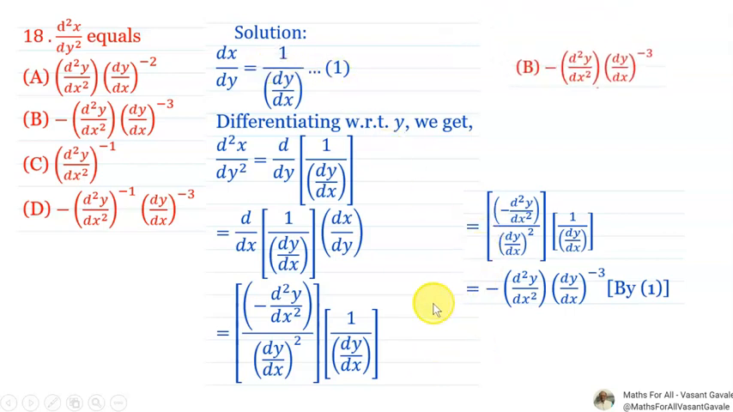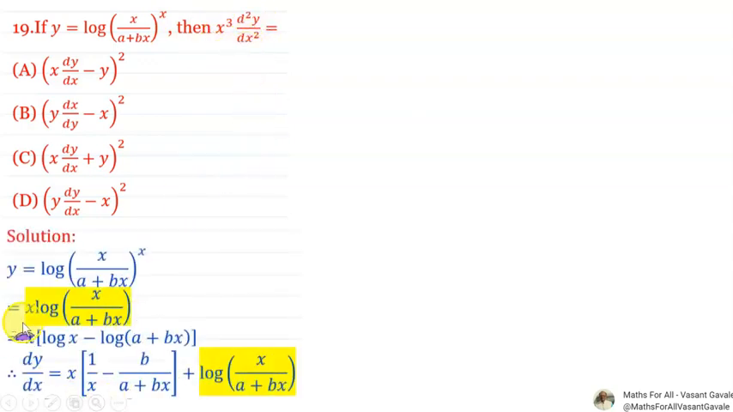And a nice problem. Next, if y is equal to log of x upon a plus bx bracket to the power x, then find x cube into d2y by dx square. Okay, here y is equal to log of x upon a plus bx bracket to the power x. That is nothing but x times log of x upon a plus bx. Then you will get here x times log of x minus log of in bracket a plus bx.